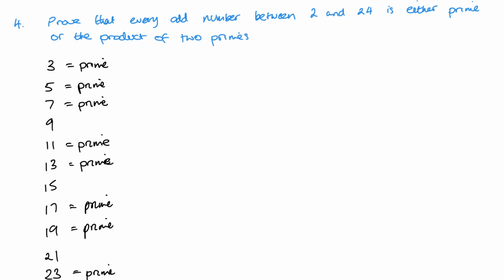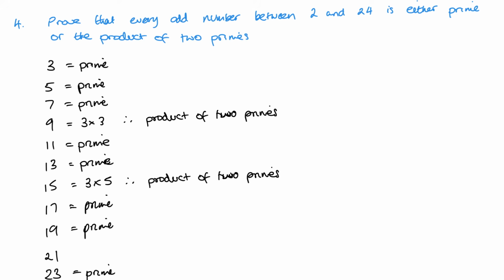Now we want to find the product of 2 primes for the ones that remain. So 3 times 3, therefore product of 2 primes. 3 times 5, and then 21 will be 3 times 7. And there we have it. Quickest and easiest way there.